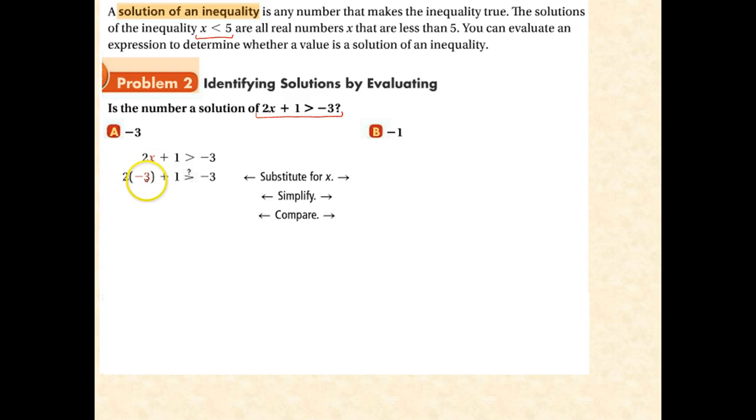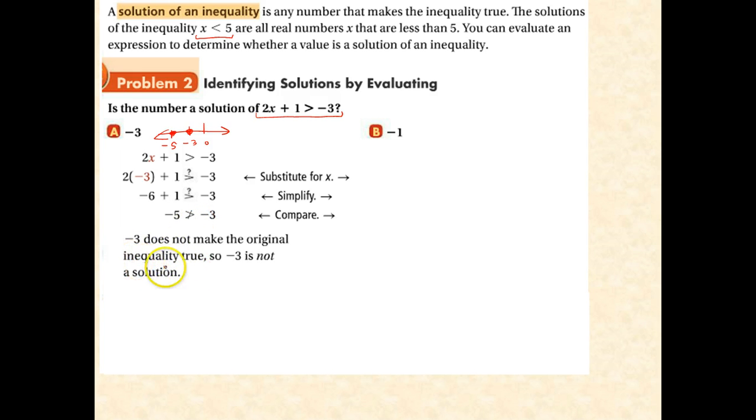2 times -3 is -6. -6 plus 1 is -5. And -5 is not greater than -3. Because here's 0, -1, -2, -3, -4, -5. Here's -3, here's -5. Greater than means you're to the right. And -5 is not to the right of -3. It's to the left, so it's less than -3. So, if this is not true, then we would say that -3 does not make the original inequality true, so it is not a solution.